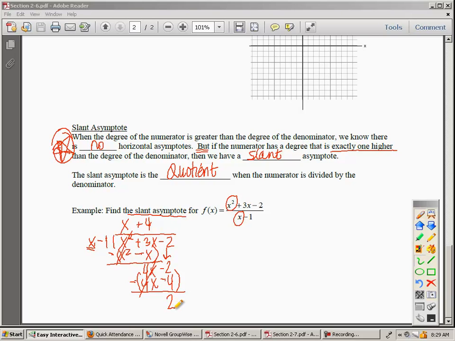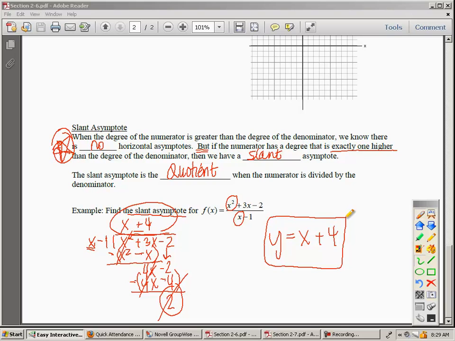What's great about this remainder, don't care about. You're looking for an equation of a slant asymptote, and all I care about is this quotient. So my slant asymptote is y equals x plus 4. What I would like you to do is plug this into your y equals as well as this. Plug them both into your y equals.